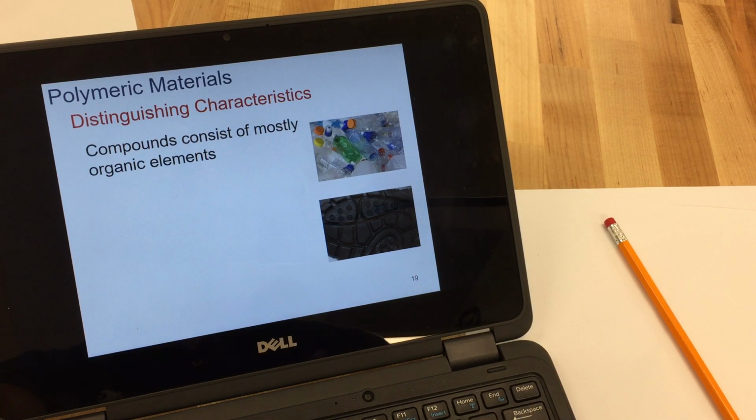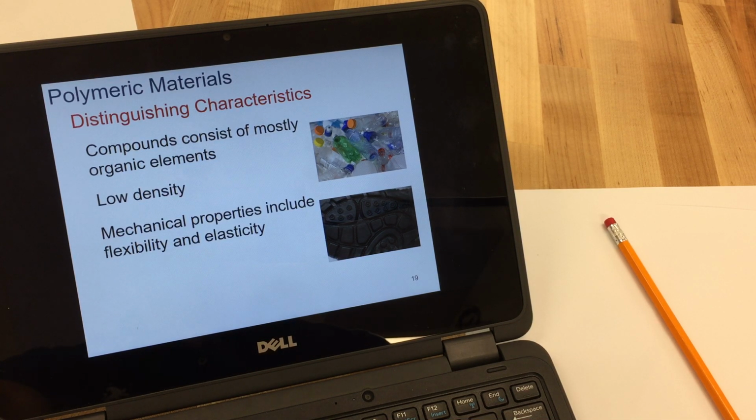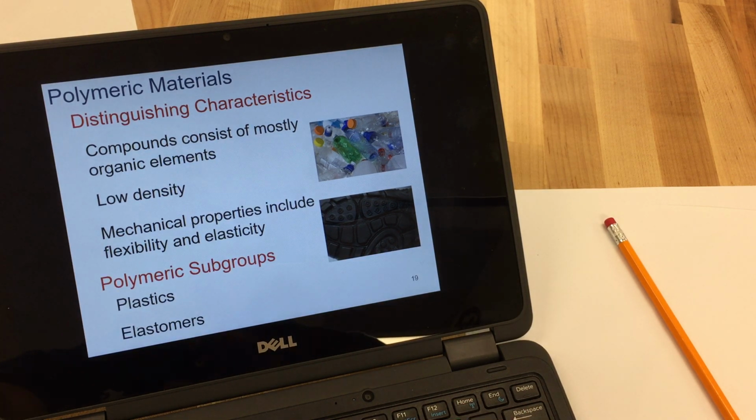Polymeric, think rubber, think plastic. Low density, mechanical properties include flexibility and elasticity, rubber bands. And then polymeric has subgroups, plastics and elastomers.